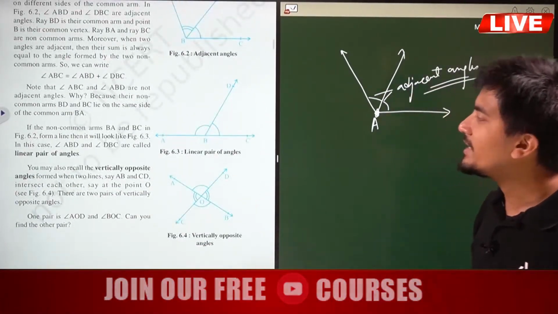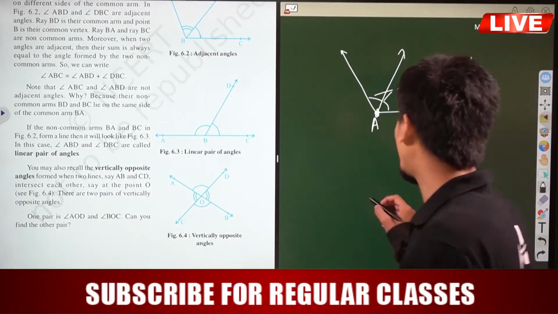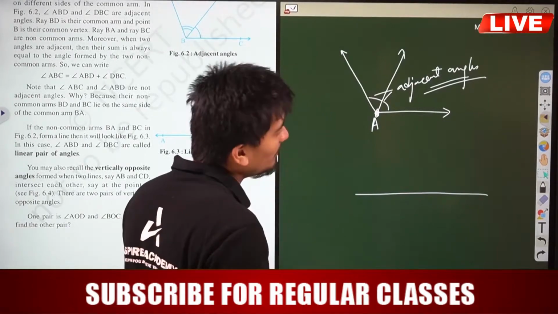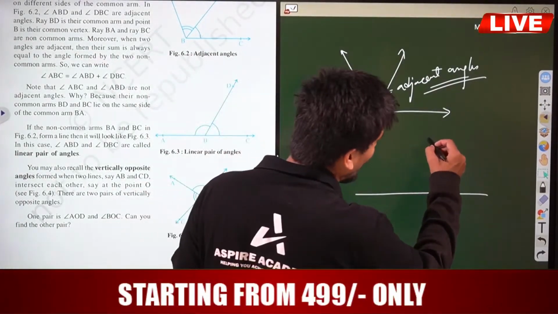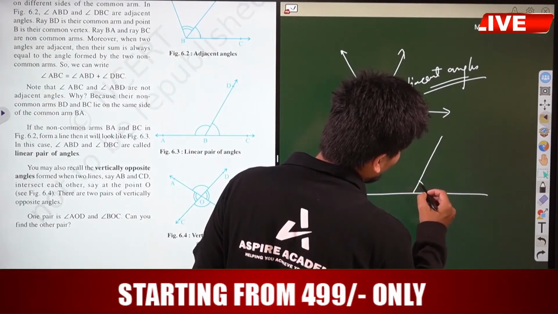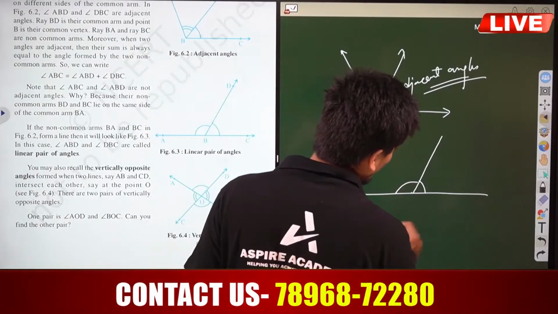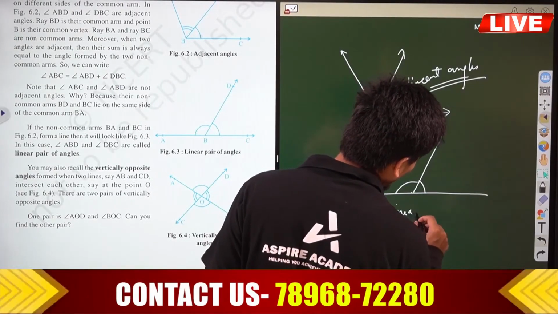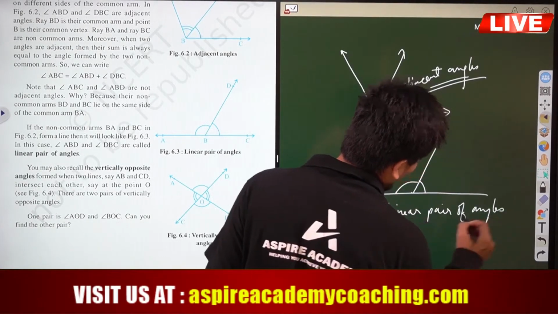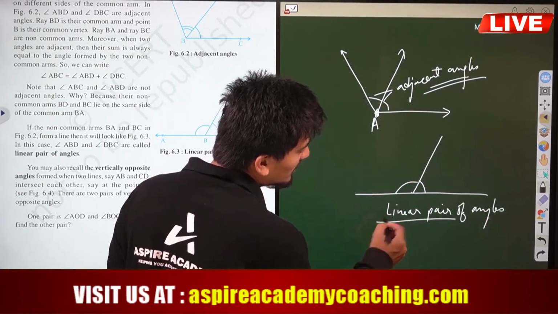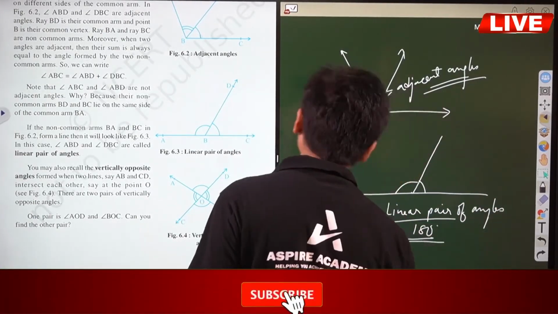So next, linear pair of angles. Linear means a straight line. So if I call it a linear pair of angles, then definitely there must be some angles. Say this is an angle, this is another angle, right? So this is known as a linear pair of angles. Linear pair means a straight line, that means 180 degrees.